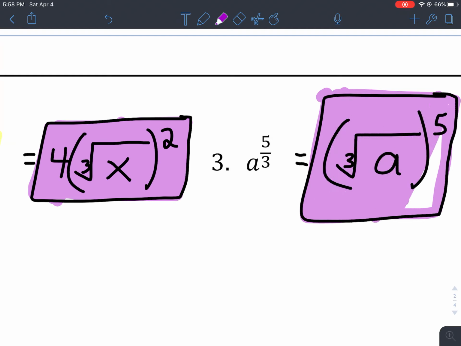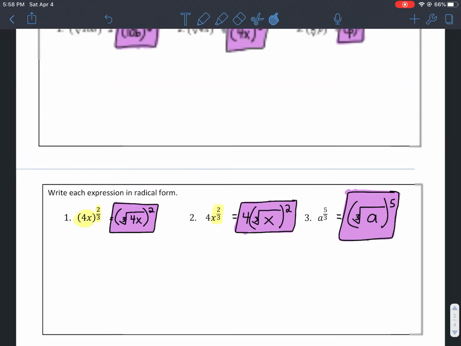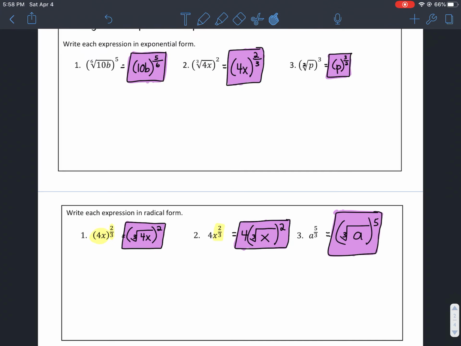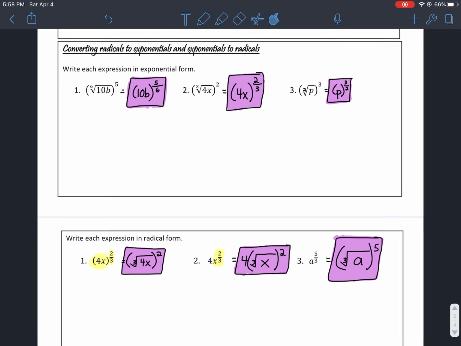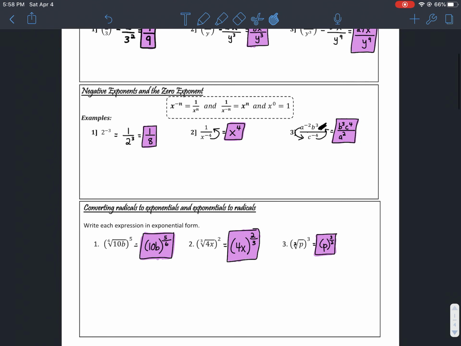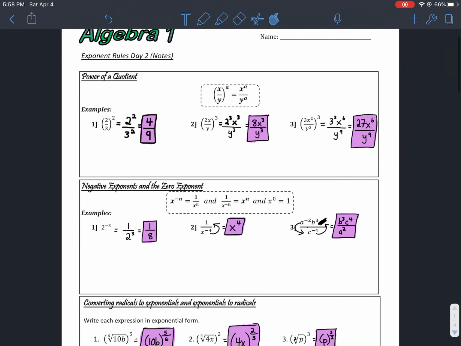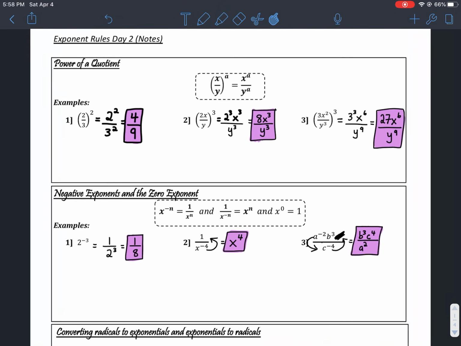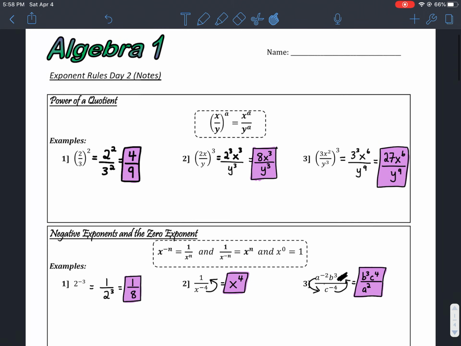Okay, so overall, just 3 different things today. Converting exponentials to radicals and radicals to exponentials is one. The other was the negative exponents and zero exponent. And the third thing we reviewed was the power of a quotient. So hopefully this video will help you to complete the assignment along with this.